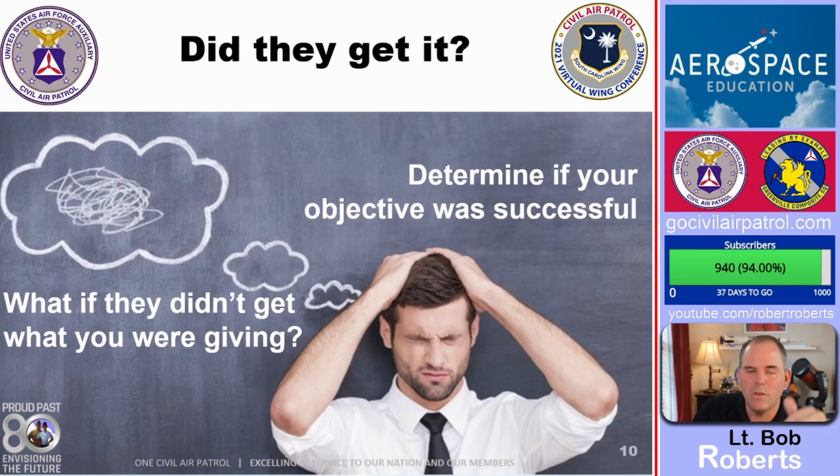So finally, right. So you've taught it, you had your objective, you went ahead and you taught it. Did they get it? Right. How do you know, was your objective successful? And what if they didn't get it? What if you're looking out into the room, maybe even halfway through the lesson, you can look out into the room and you can tell, oh boy, this has gone horribly wrong, and nobody's getting what I'm trying to tell them. So definitely try to take a look at that, and also try to plan that into your lesson plan. Right, have a plan B in the lesson plan.